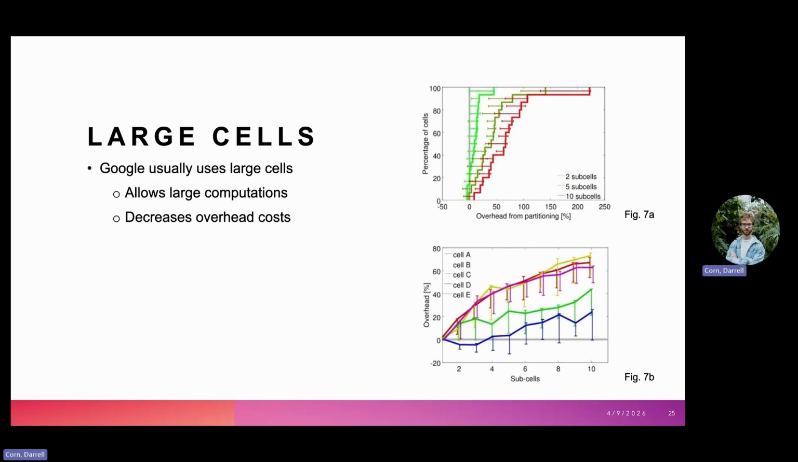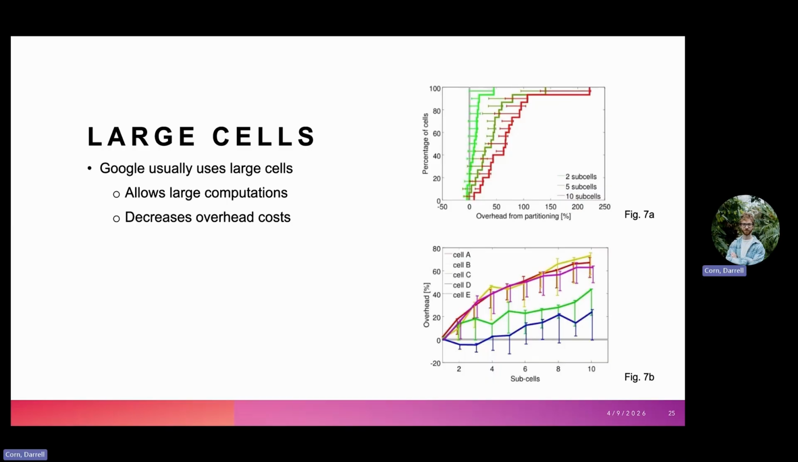So the second reason for Borg's efficiency is due to the large cells that Google uses for its workloads. And this reason is pretty straightforward. Large cells allow large computations without dividing your resources, which leads to lower overhead costs. So figure 7a here shows how partitioning increases the overhead cost of Borg.